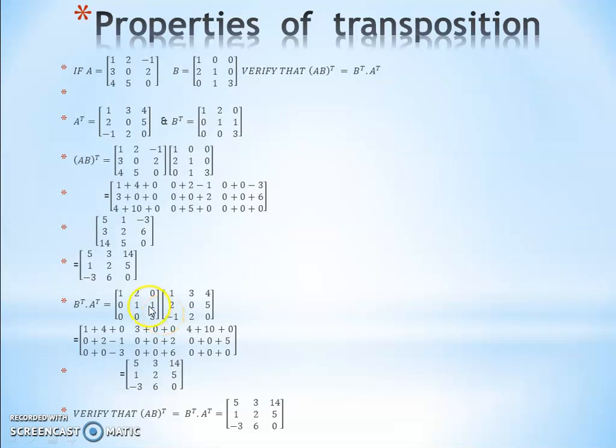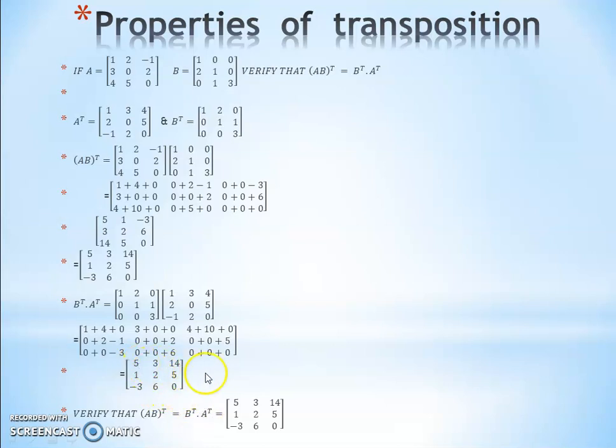It is the second row, last column, so now we take the last row. Last row, first column: 0 into 1 is 0, 0 into 2 is 0, 3 into -1 is -3. Last row, second column: 0 into 3 is 0, 0 into 3 is 0, 3 into 2 is 6. Last row, last column: 0 into 4 is 0, 0 into 5 is 0, and 3 into 0 is 0. Now we derive 5 3 14; 1 2 5; -3 6 0.